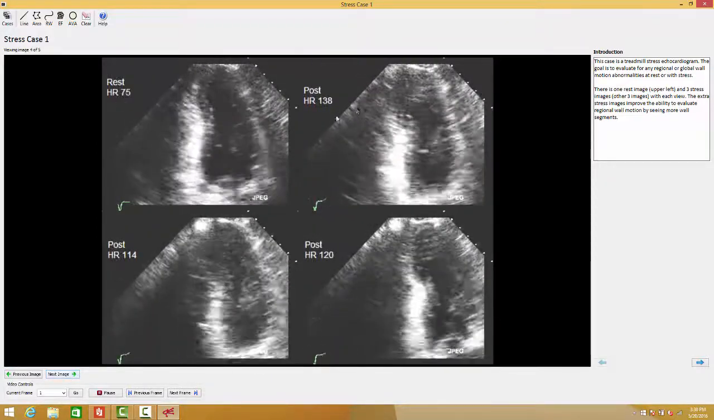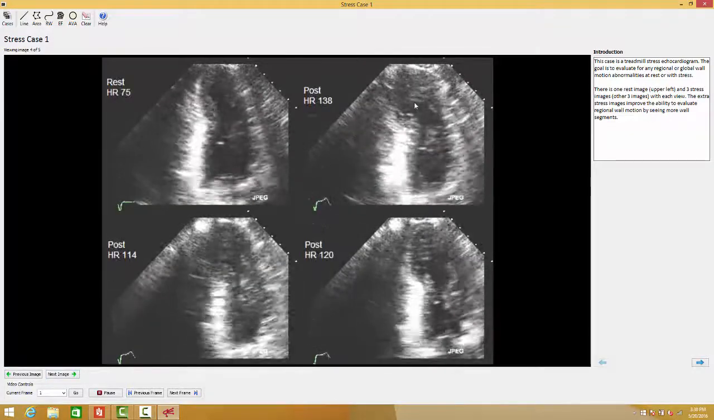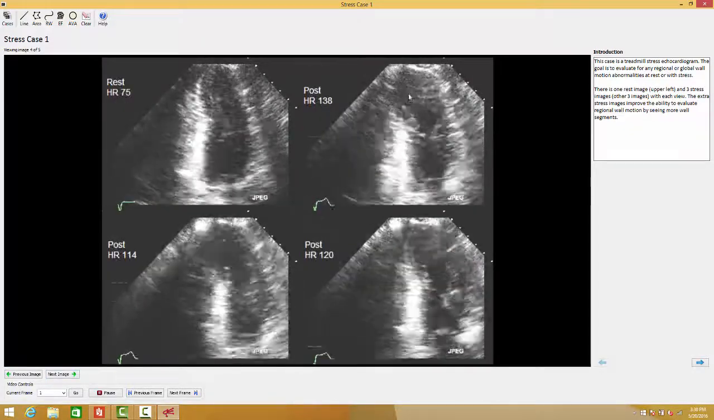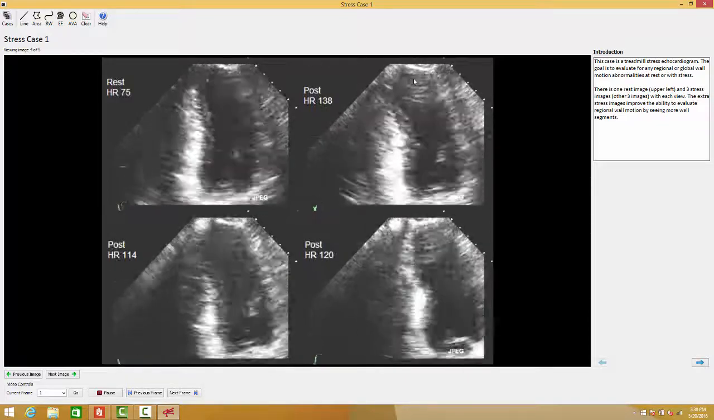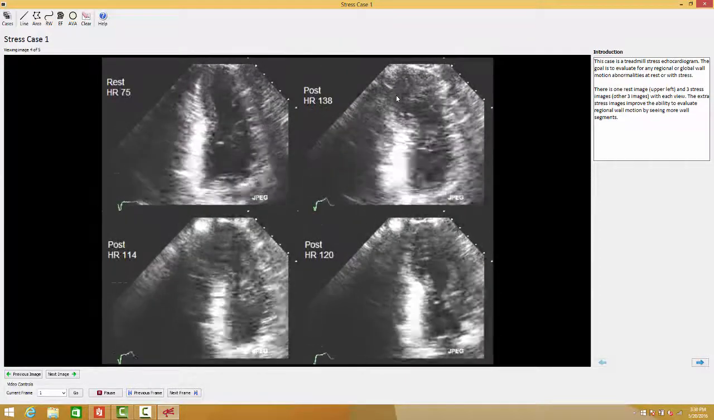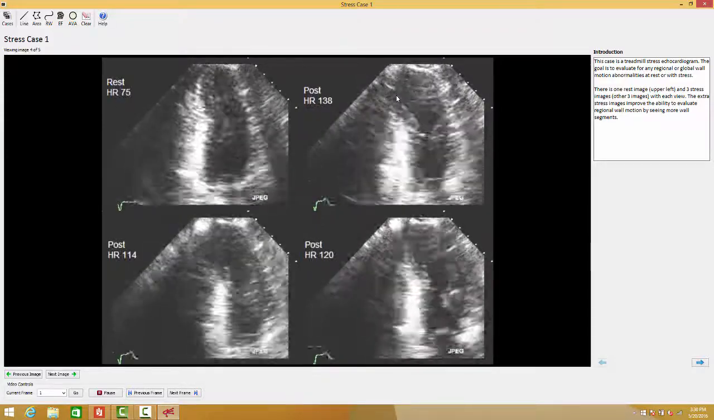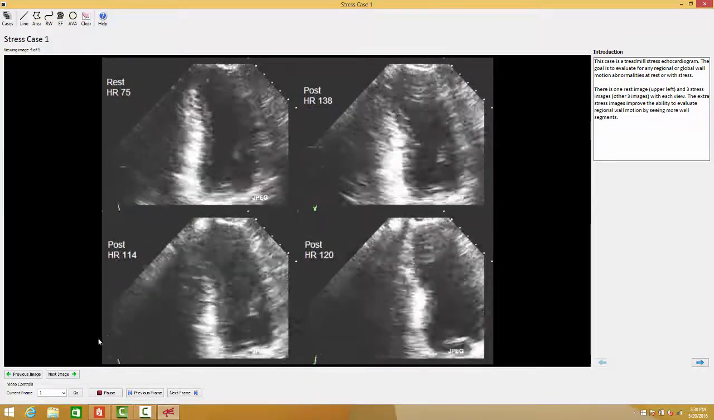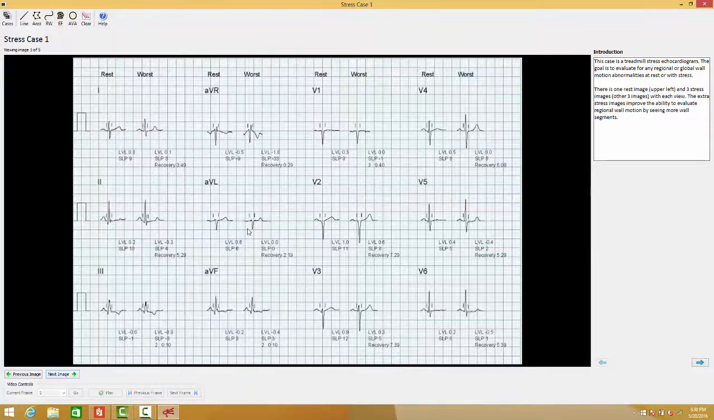Not quite as obvious in the 2-chamber view, but you can look at the apex, and it clearly is not moving as well as it should, especially the apical portion of the inferior wall. Now, despite that, the electrocardiogram was normal.